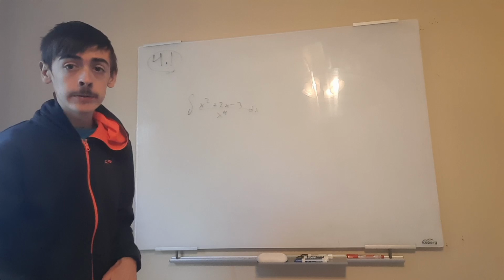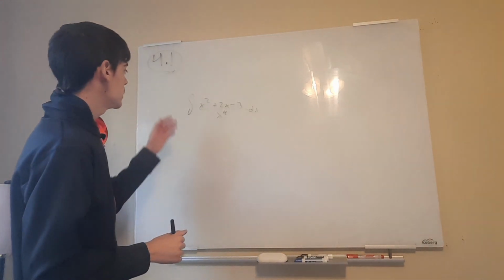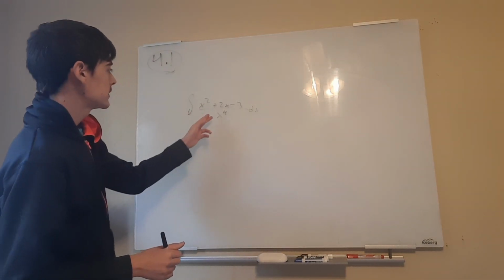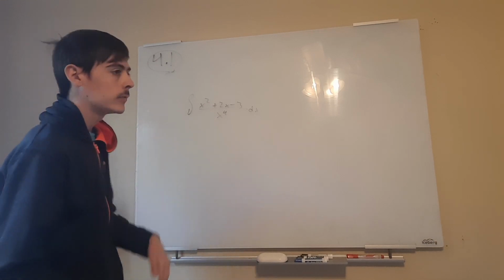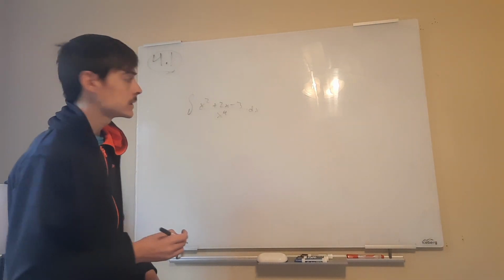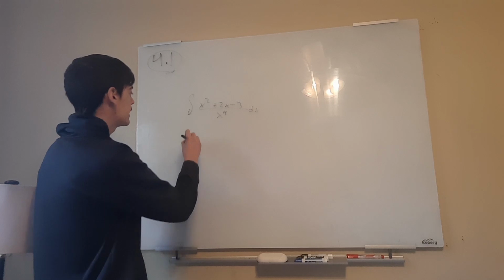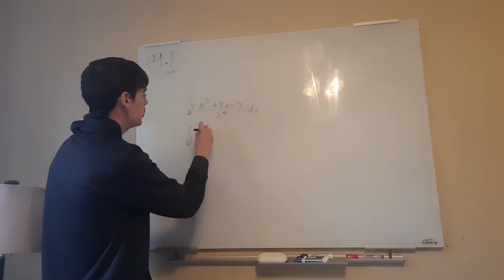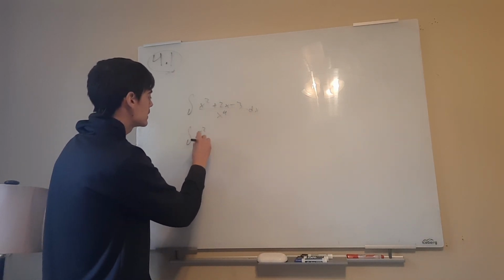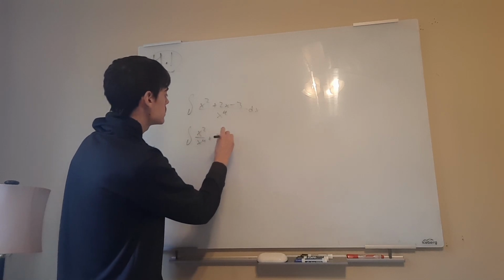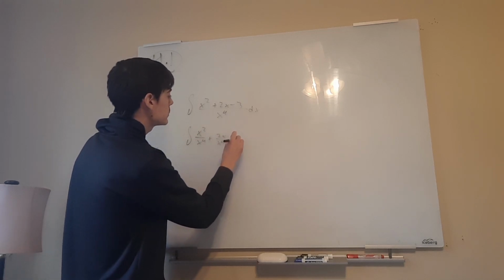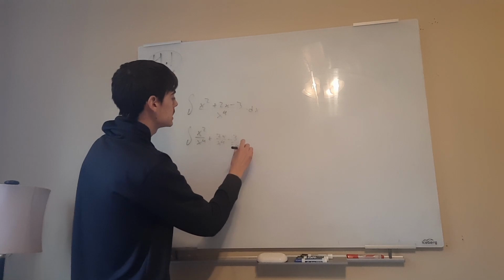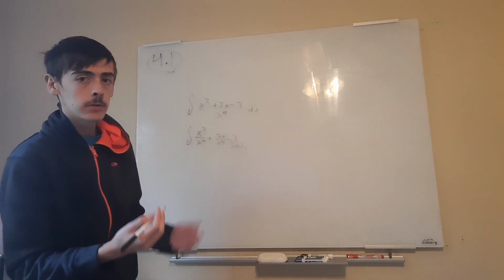And then last but not least, before we move on to the second half of the lesson, we have the integral of x squared plus 2x minus 3 all over x to the fourth. And now there's two ways you can do this. One way, which is the way I like to do, is you could split this up into multiple fractions. So x squared over x to the fourth plus 2x over x to the fourth minus 3 over x to the fourth dx. And then you could simplify and do this term by term.